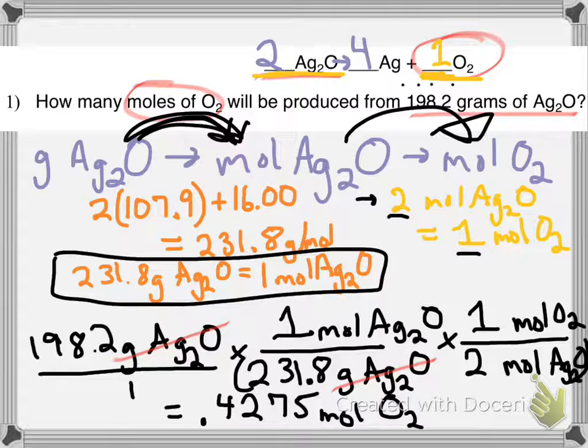So you can type in 198.2. Notice since these are both 1, we don't really need to multiply by them because it would still give you 198.2. So you can do 198.2 divided by parenthesis 231.8 times 2 close parenthesis. Or you can just do your numerator and write that out, and then do your denominator separately, write that out, and then do the division.